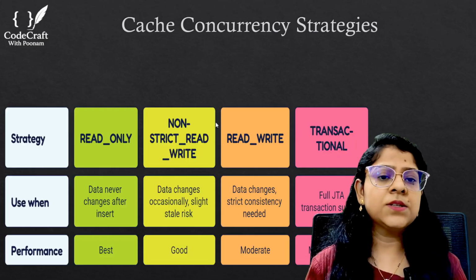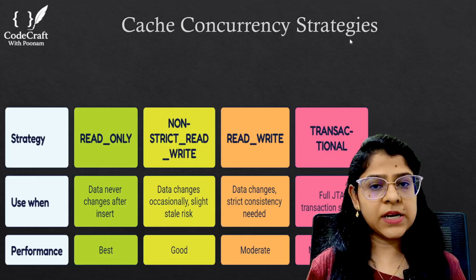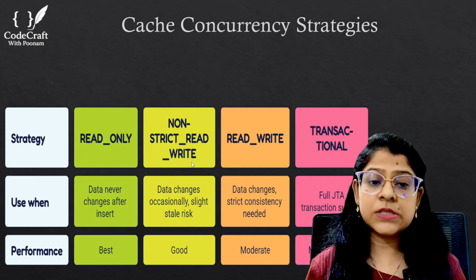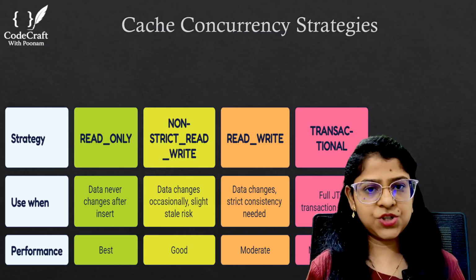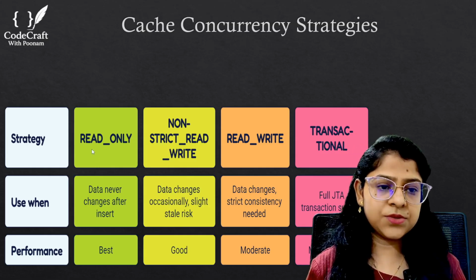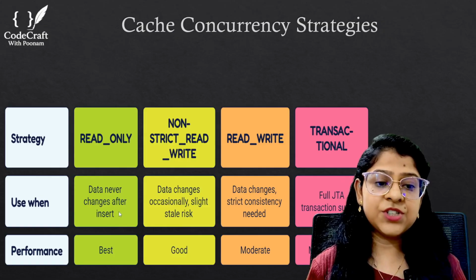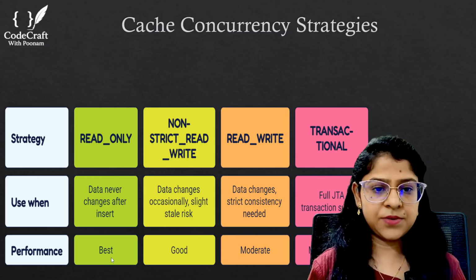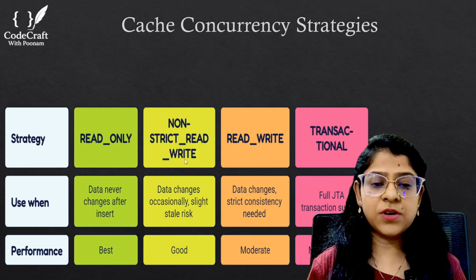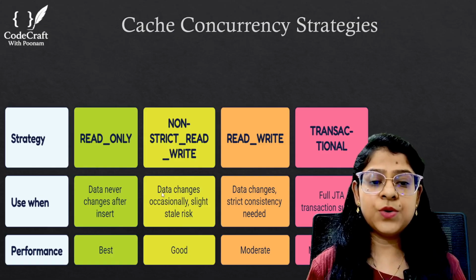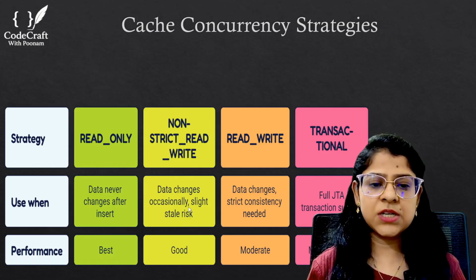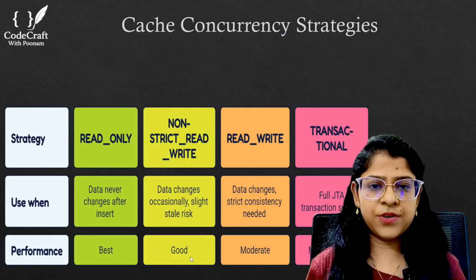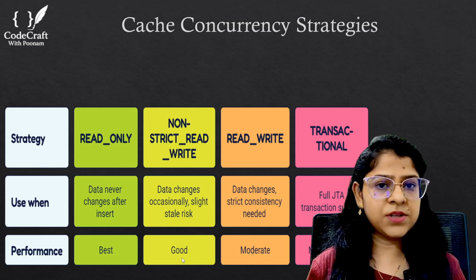Okay, so now coming to cache concurrency strategies. Here we have read-only, nonstrict-read-write, read-write and transactional. When to use read-only? When data never changes after insert. Its performance is best. Whereas coming to nonstrict-read-write, use it when data changes occasionally. There is a slight stale-data risk, but this is good considering the performance.